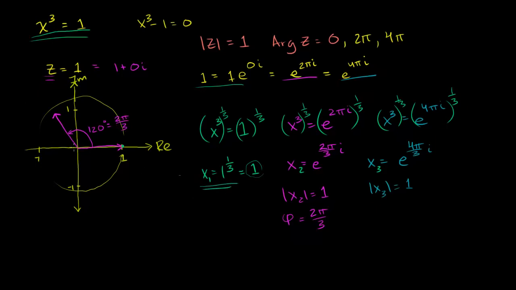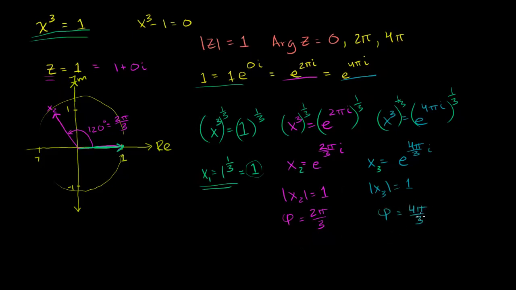So this is x1, this green color right over here, and x2 is this magenta one right over here. They all have the same magnitude. So we really just rotated 120 degrees. And what about x3? What's its argument? Its argument is 4 pi over 3.